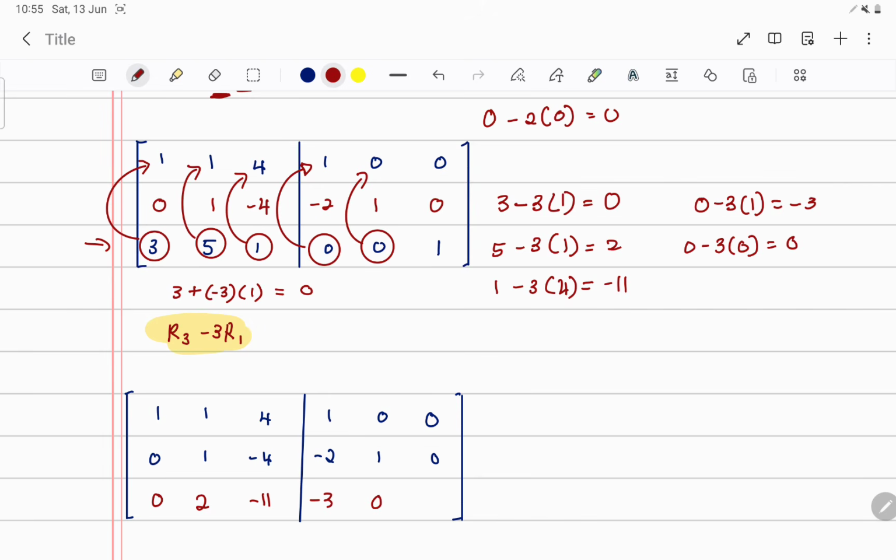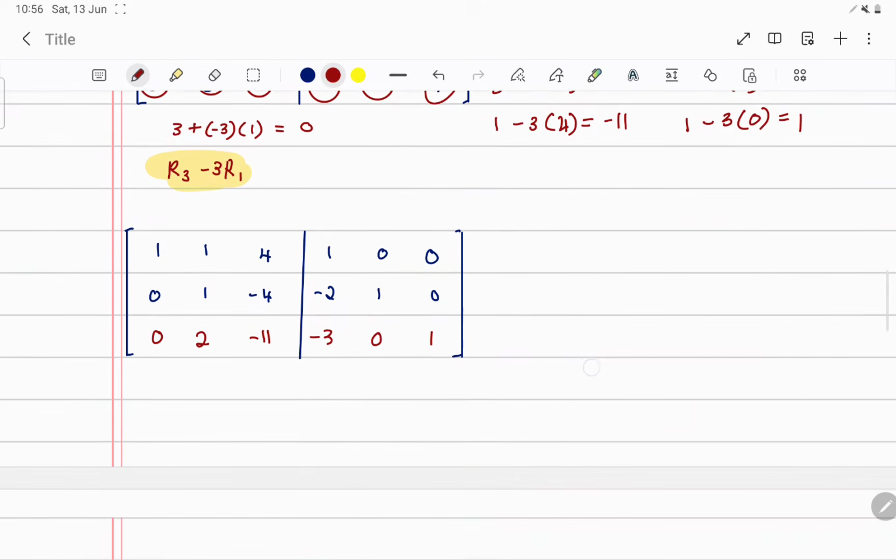The next one you have 1 multiplied with 3, minus 3 multiplied with 0, which is from R1. The answer is 1. Then you put 1 here. So you're done for this part. So if you check, your first row here has already been changed to 1 0 0. So settle the first row.